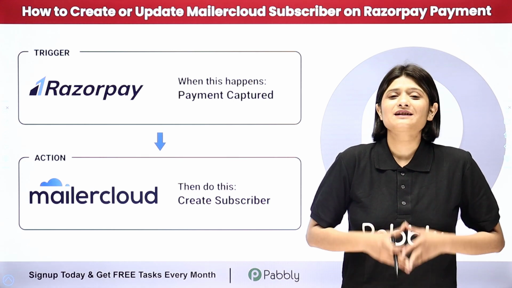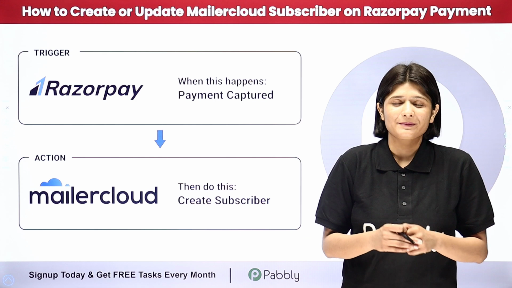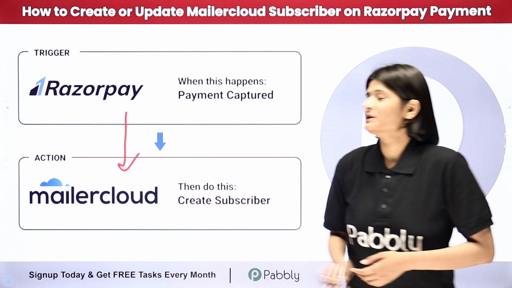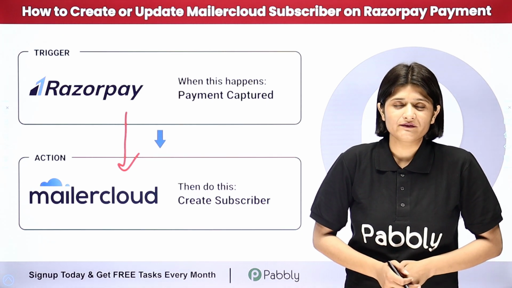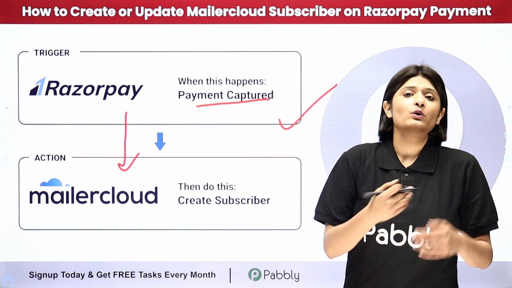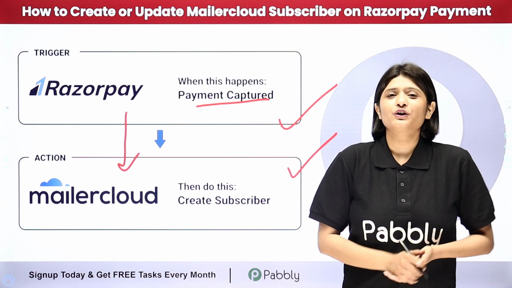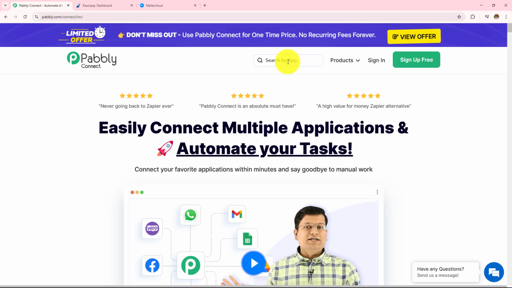So Pabbly Connect is an amazing automation and integration software which requires no coding or programming skills. Here I just need to build connection between Razorpay and MailerCloud. With the help of Pabbly Connect, I am going to build this connection in such a way that whenever I receive a new payment in my Razorpay account, a subscriber will be automatically created in my MailerCloud account. Now if you want to learn this amazing automation step by step, then let me take you all to my screen. In this video, we are going to learn how to create or update MailerCloud subscribers on Razorpay payment.